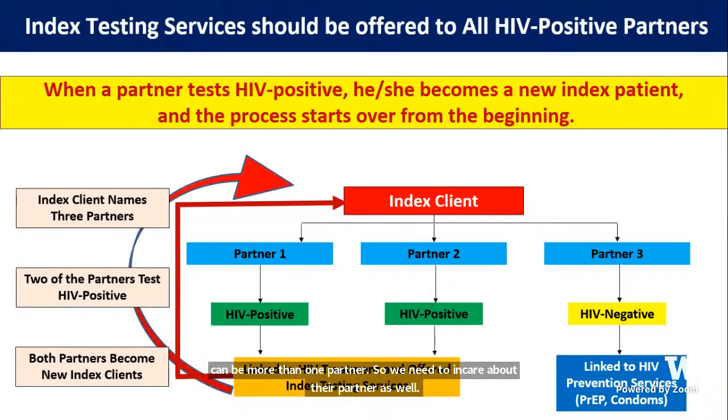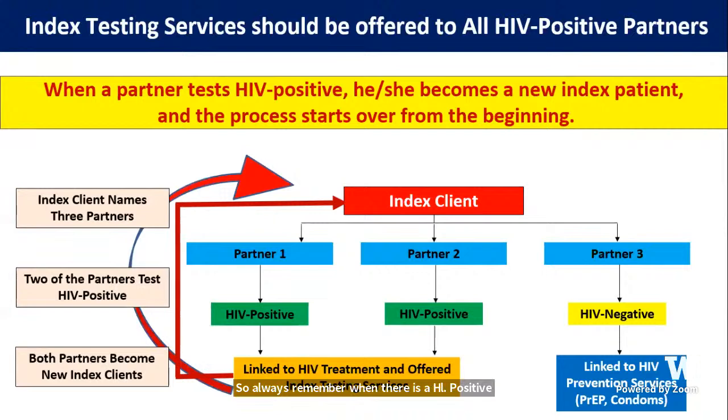So always remember, whenever there is an HIV positive case, we need to register this client as an index client and try to inquire about their contacts. At the same time, all HIV positives need to be linked to the HIV treatment services, and those who are HIV negative need to be linked to the appropriate prevention services, whatever is available in our area. If it is an injecting drug user, we need to link them with the harm reduction services, or in case of others, we need to link them with prevention services like condoms or PrEP if it is available in your area. Next, please.